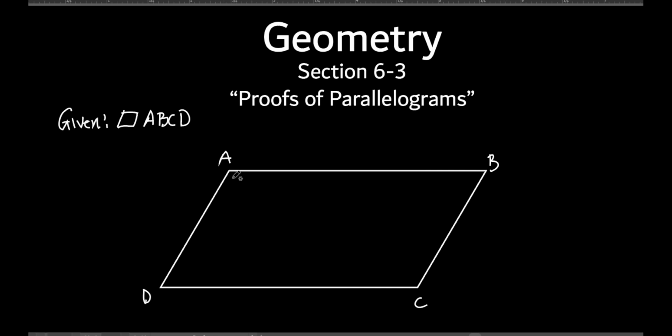What do I know about the angles? What do I know about angle A and angle C? If this is a parallelogram, they're equal. What do I know about B and D? They're equal. What do I know about A and D? They're supplementary, which means they add up to 180. What do I know about A and B? Supplementary. B and C. Supplementary. D and C. Supplementary. All right. We pretty much covered it.